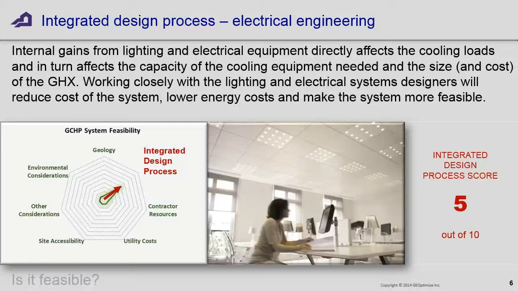Once you consider what it does to the size of the condenser, and even with the conventional system, the size of the cooling tower. But with the ground loop, that's a bigger deal because the ground loop is a lot more expensive than the cooling tower. So if you can get buy-in from the design team, that's going to make the project more feasible to build.